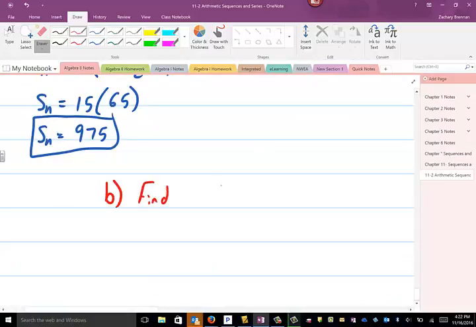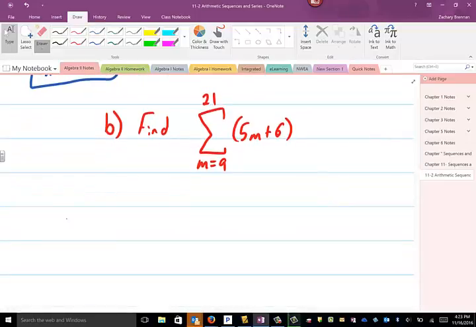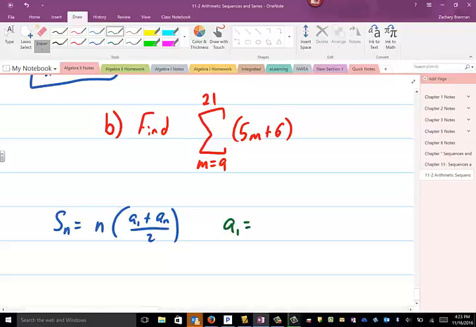We are going to find the sum of, that's the way you'd read that, 5m plus 6, and it is from m equals 9 to 21. Okay, formula. Sigma, the sum one, S sub n equals n times a sub 1 plus a sub n over 2. Find your pieces. First term, a sub 1 we'll call it. It's really the 9th term. A sub 1, plug in 9 there. It's 5 times 9 plus 6. That's 45 plus 6, which will be 51.